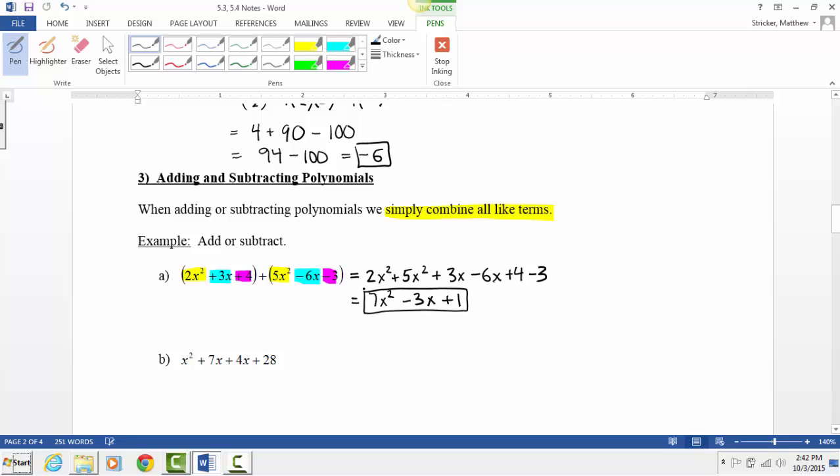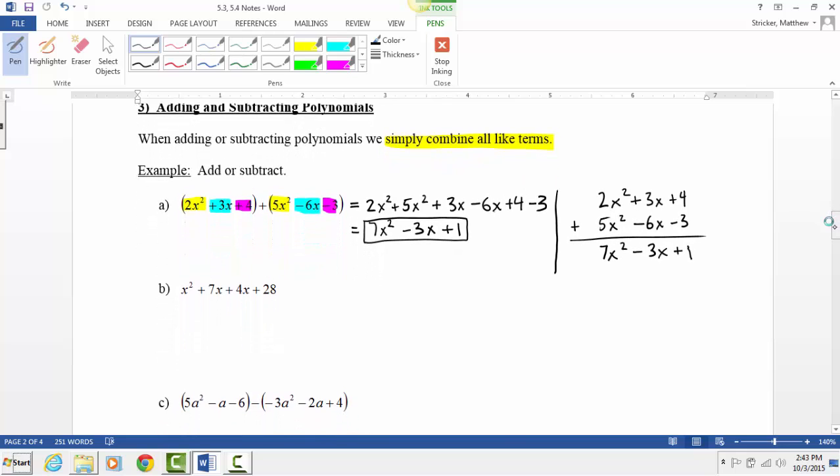Now another way that people will sometimes do this when you add polynomials is they will line up the polynomials. So you could write it like 2x squared plus 3x plus 4 added to 5x squared minus 6x minus 3. If you want to do that, that's fine. You see the answer is still the same. I think it just takes more work to rewrite it like this. Notice it's the same answer.